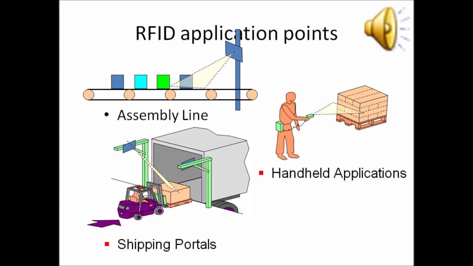This is the slide which shows a few RFID application points. You might have seen that in assembly units, in shipping portals, when the items are taken out or brought inside, the inventory could be scanned. And it could be a handheld device as well. It need not be statically fixed. A person can have it in hand and then scan it.